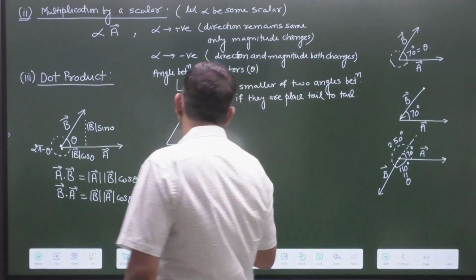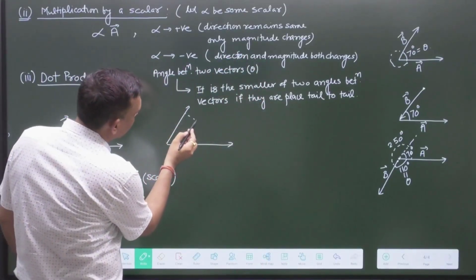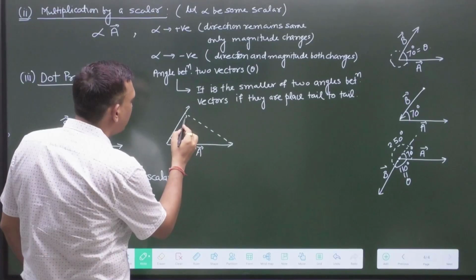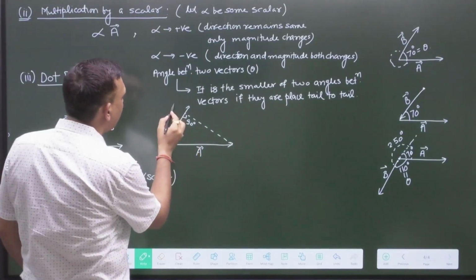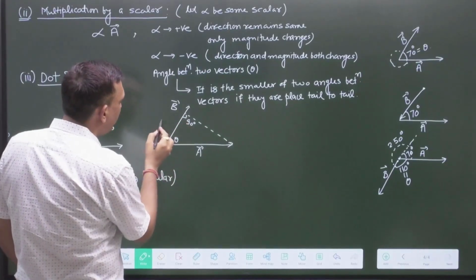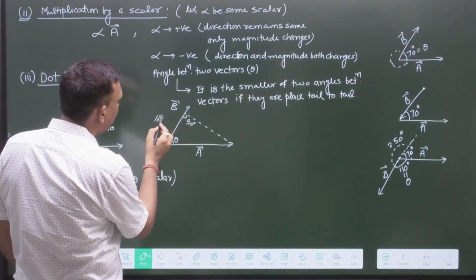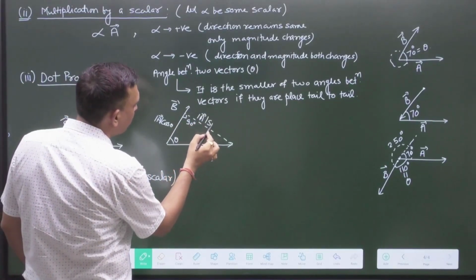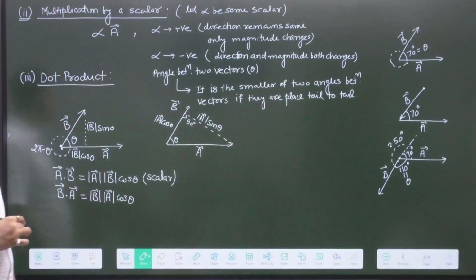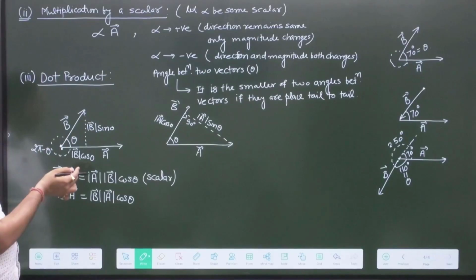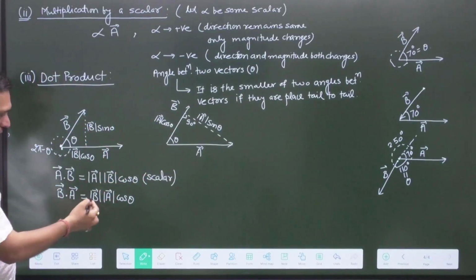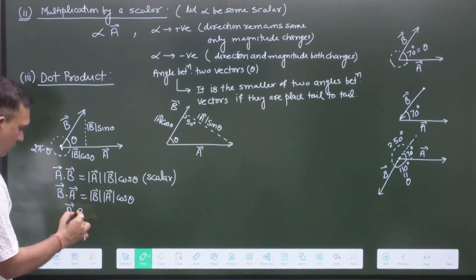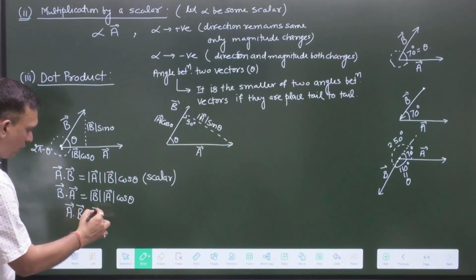So if this is B, this is A, this angle is theta, this angle is 90 degree, and this is vector B. So what will be this projection? This is mod A cos theta, and in perpendicular direction projection will be mod A sin theta. So whether you are taking projection of B along A or projection of A along B, A dot B is equal to B dot A. This holds the commutative law.